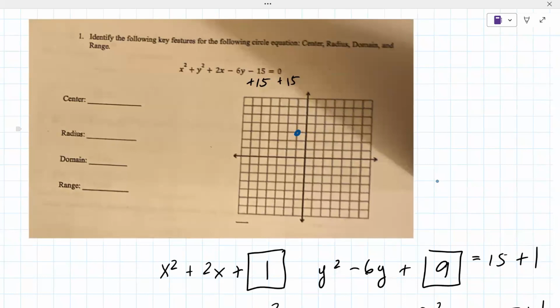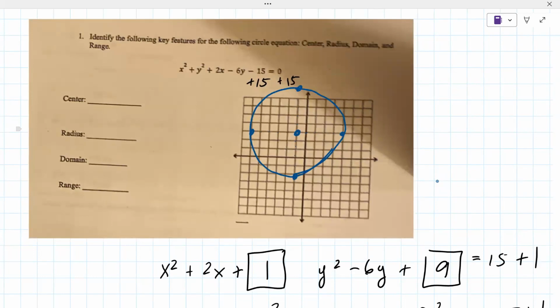1, 2, 3, 4, 5. 1, 2, 3, 4, 5. Make the circle around it. And then so I'll have my circle.